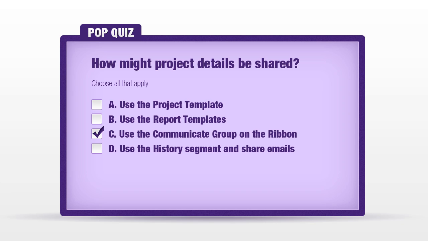C is the correct answer. If you use the communicate group on the ribbon, you'll have features such as how to send an email or how to set up a meeting request. And those are easy ways that you'll be able to share project details.